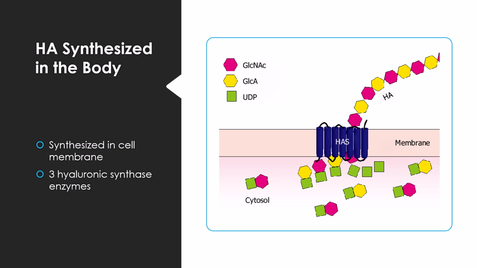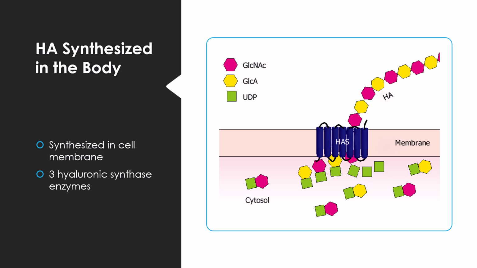Hyaluronic acid is naturally occurring in the body, with most of it being in the skin. HA is synthesized at the plasma membrane by 3 enzymes called hyaluronic acid synthases that are known as HAS1, HAS2, and HAS3. The UDP glucuronic acid and UDP N-acetylglucosamine are added to the terminal end of the growing polymer chain. As the polymerization occurs, the polymer exits to the extracellular space where it can access other cells for healing properties.